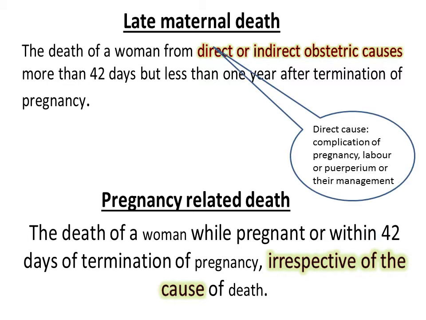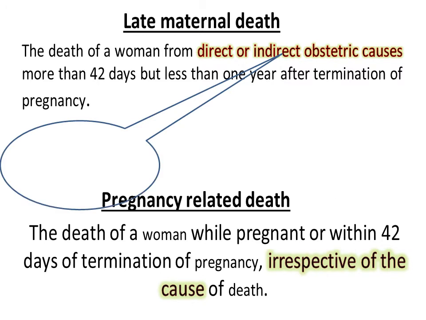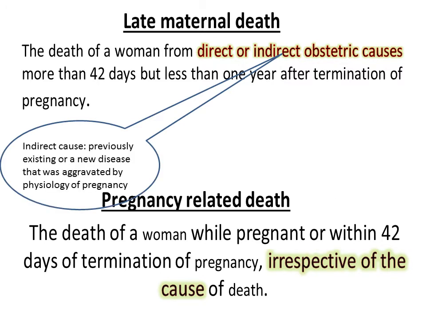Direct cause is any complication of the pregnancy, labor, puerperium, or management of such. Indirect obstetric cause is any pre-existing disease or a newly developed disease that was aggravated by the physiology of pregnancy.